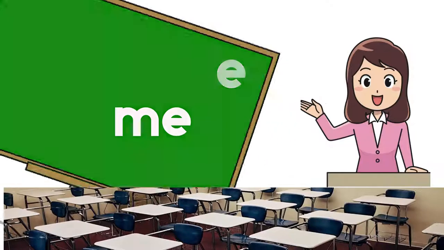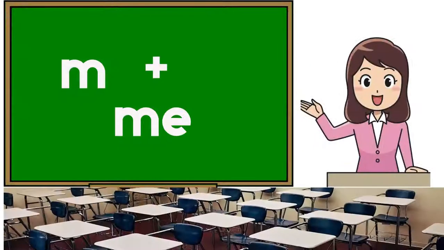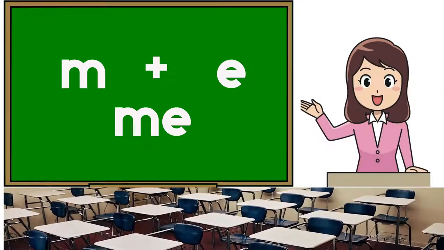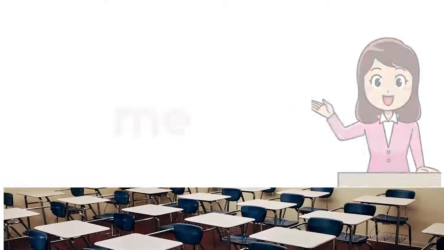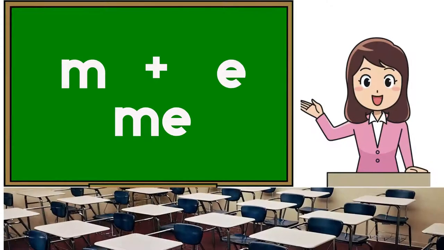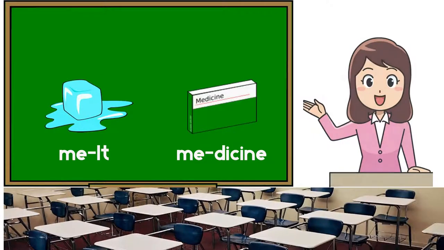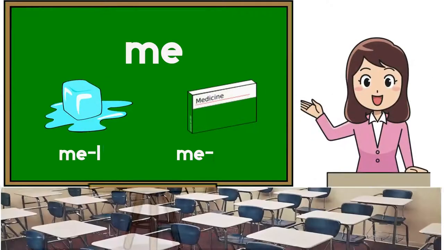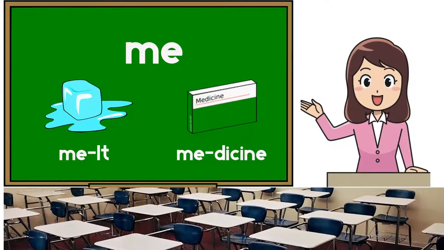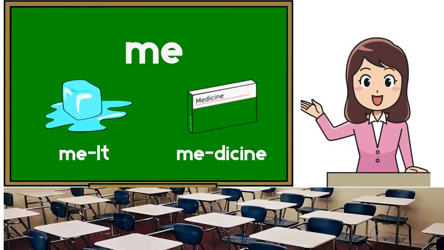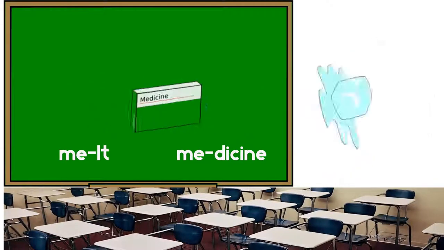Mm. And what's the sound of E? E. So when we read it, we say me again. Me, me, me, me, me. Me is for melt. Me, me, melt. Me is for medicine. Me, me, me, medicine.